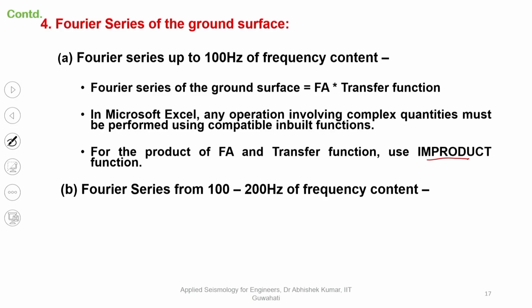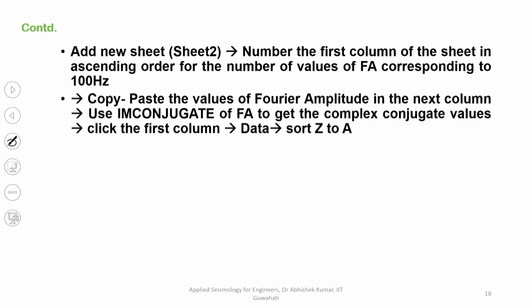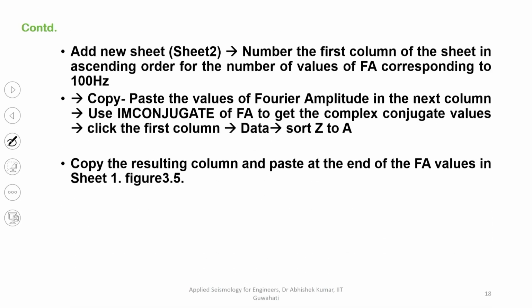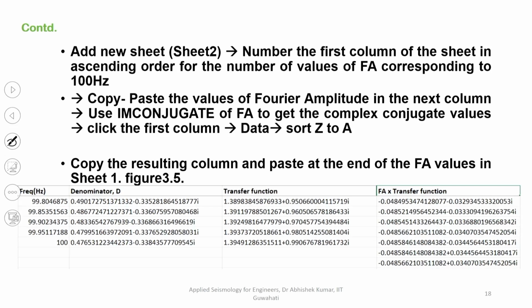So, this we have already discussed that 100 to 200 will be a repetition of 0 to 100 hertz. Okay, this thing we have already discussed. So, after 100 hertz to 200 hertz, you have to just use IMCONJUGATE, and then it will give you the value of whatever was there from 0 to 100 will be from 101 to 200 in reverse order. So, you can see over here d value, transfer function, and the product using IMPRODUCT, you are getting the value of Fourier amplitude times transfer function, that is going to be the value of this product.